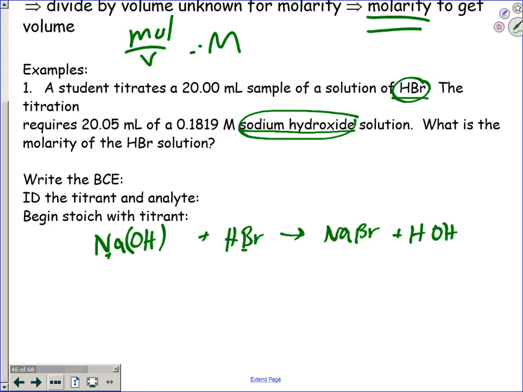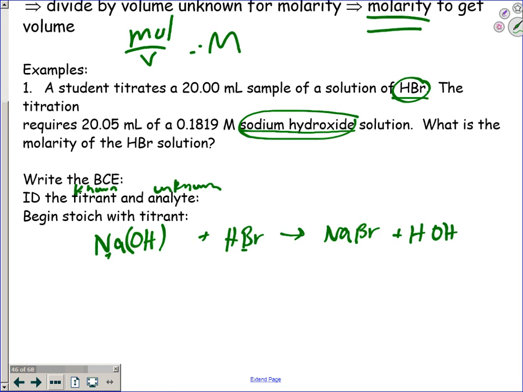Now we need to identify who do I really know everything about, and who's my question? The one that's called the titrant is the one that's truly the known. And the analyte, which is the one you're analyzing, is your unknown. Like I said, there's a couple words, but they all mean the same thing. All right, so what do I know about the sodium hydroxide?